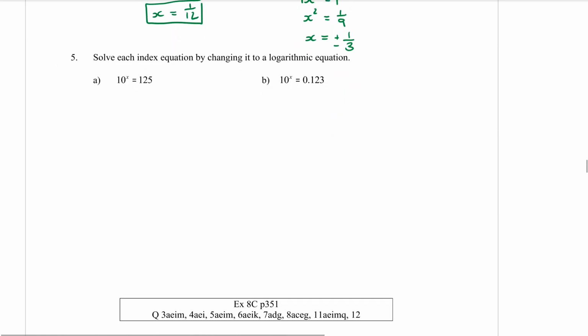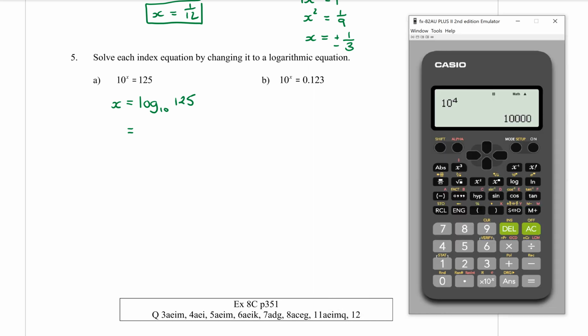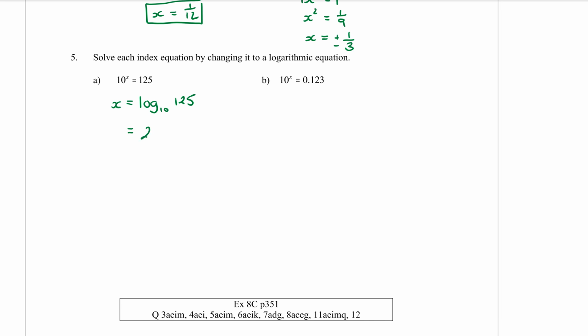Question 5. Solve each index equation by changing it into a log equation. So, sliding the base. The x is going to stay on the left-hand side. The base 10 slides to the other side, and it becomes a log of base 10 of 125. So we use our calculator because it's a log base 10. So that's our log button. And then we just type in 125. And it will tell me what that's equal to many decimal places. Let's just do 3 decimal places. So 2.097 to 3 dp, 3 decimal places.